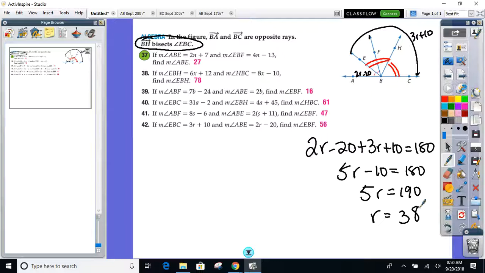Go ahead, Meg. Angle ABE is congruent to angle EBF. Okay, yep. So if that's 2r minus 20, this also has to be 2r minus 20. So if you solve that, then you should. There you go. Yep, I'll just plug in. Good.